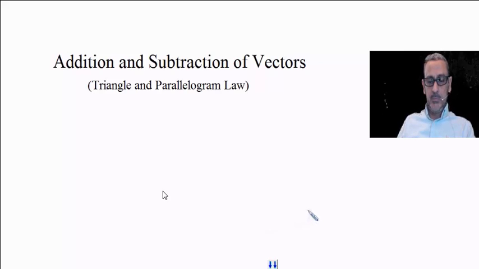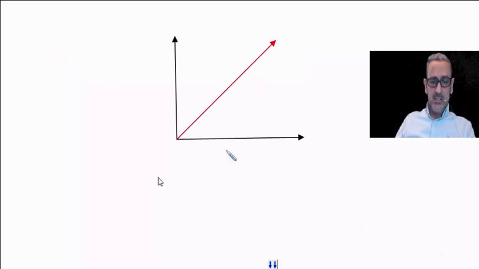Next, covering this topic both by triangle law as well as parallelogram law. Basically, triangle and parallelogram law are the same thing. They are two sides of the same coin, and let us see how these things work.